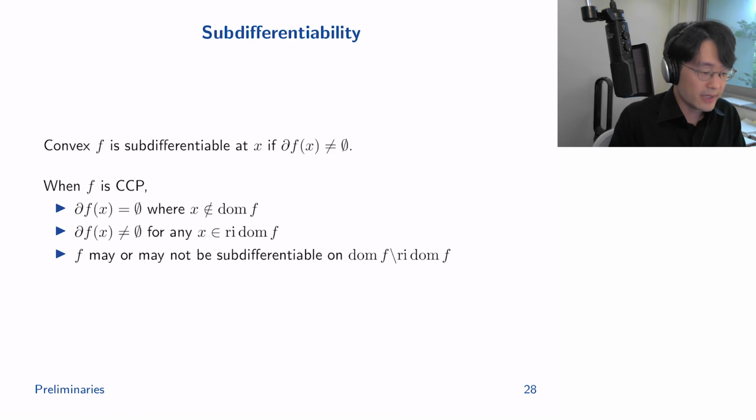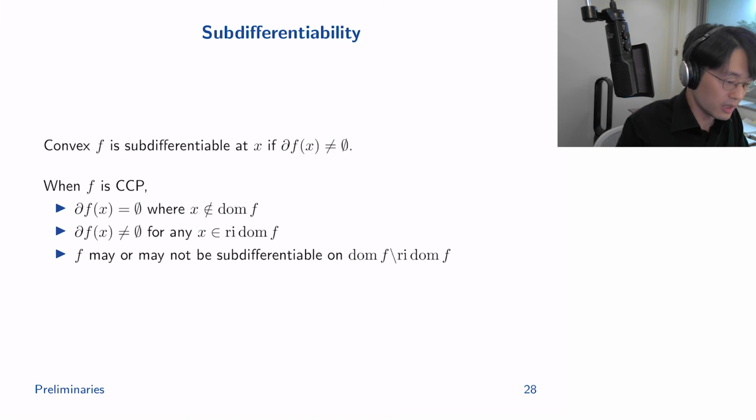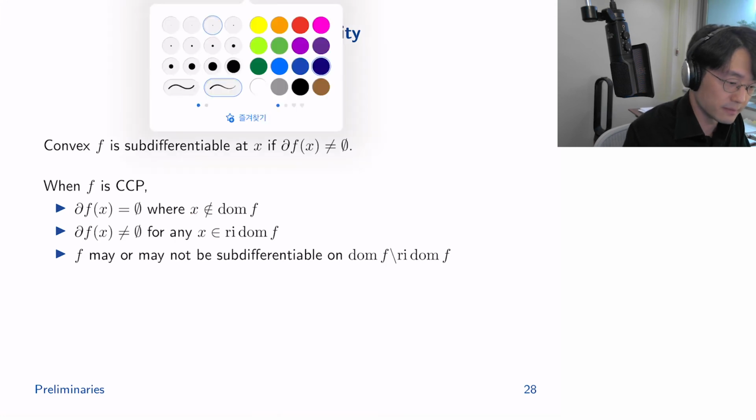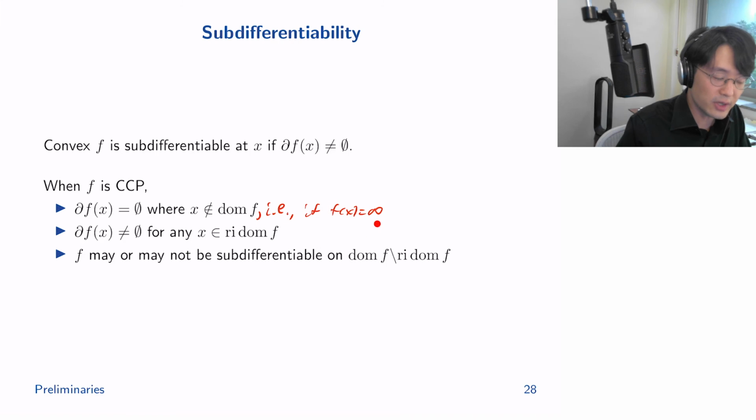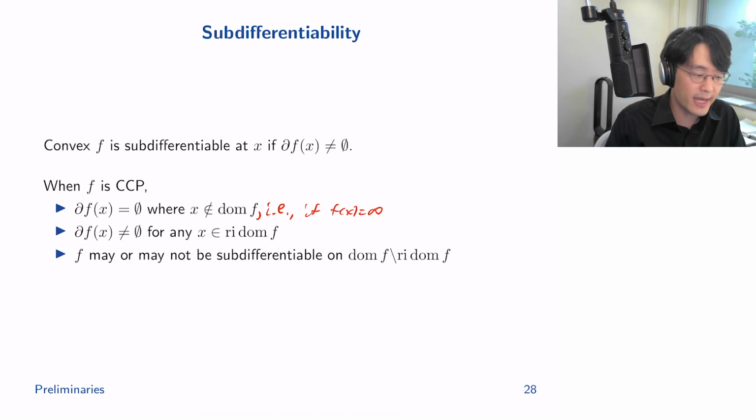When a function f is CCP, then the subdifferential is empty if the point is not within the domain, i.e. if f of x is infinity. So if you evaluate the function and the function value is infinity, then there exists no subgradient at that point.